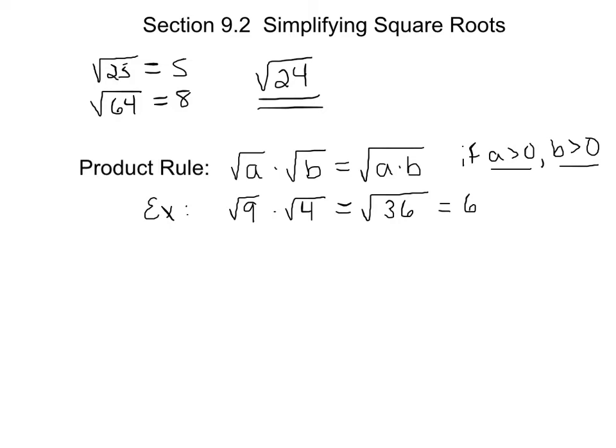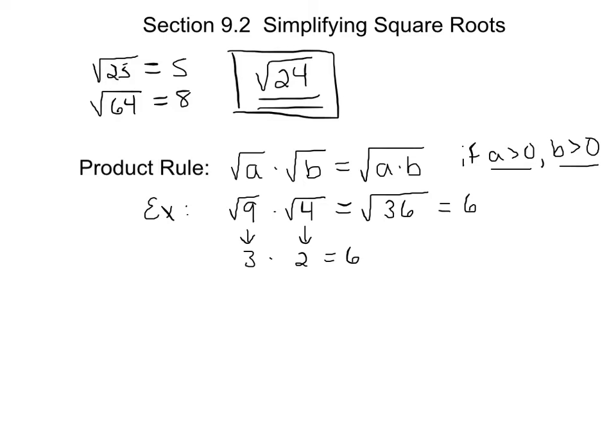Now I could have also taken the square root of 9 and said the square root of 9 is 3 times the square root of 4, which is 2, and said 3 times 2 is equal to 6. So there's two ways of doing it, but the way the rule applies is it's going to help us with numbers like the square root of 24 that we're looking at up here.